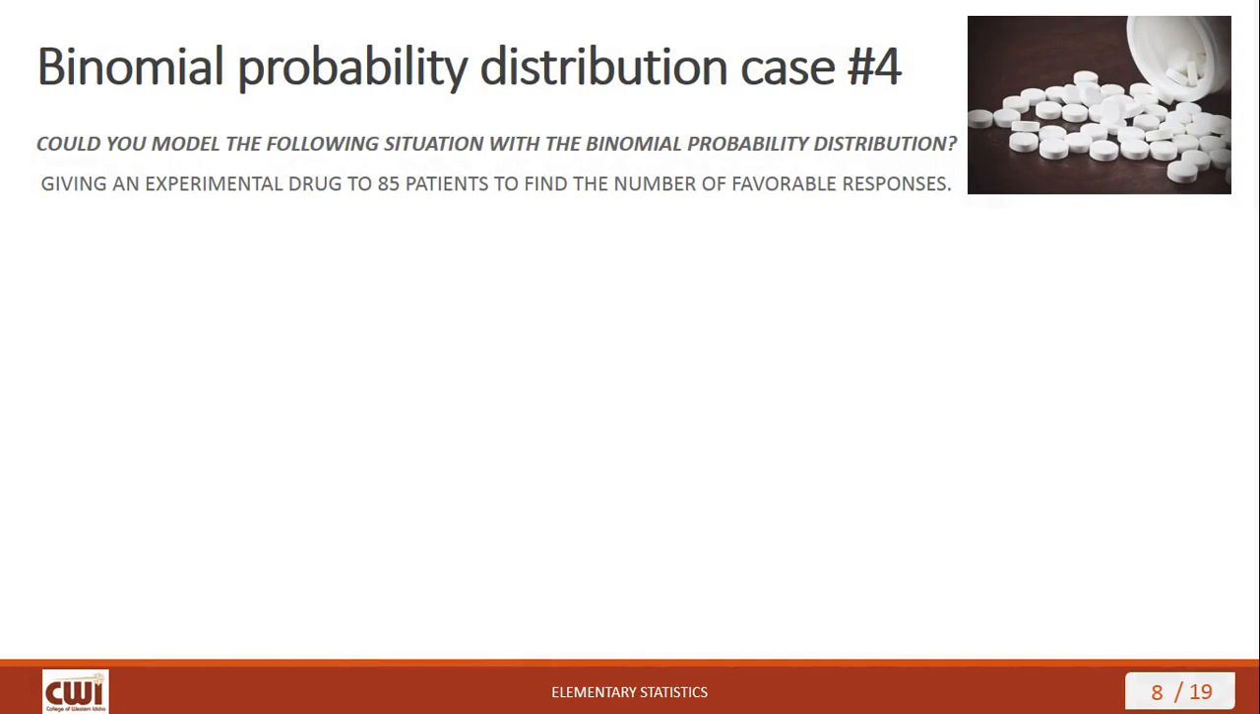Let's look at another case involving experimental drugs. So suppose we give experimental drugs to 85 patients to find the number of favorable responses. Could we model this situation with the binomial probability distribution? I'll give you a moment to figure this out, and then we'll go through how to get our correct response step by step.